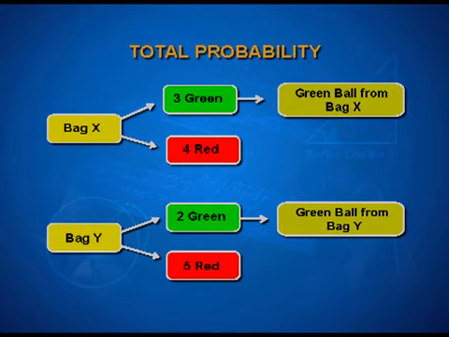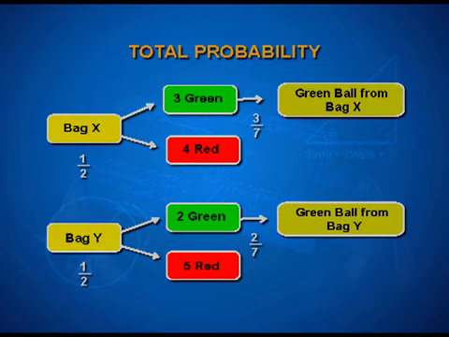Now, what is the probability of the bag X getting selected? Considering bag X and bag Y to be equally likely to be selected, bag X probability is 1 by 2, bag Y probability is also 1 by 2. Getting a green ball from bag X is 3 by 7, because 3 green and total number is 7. Whereas, for bag Y it is 2 green and total 7, so 2 by 7.